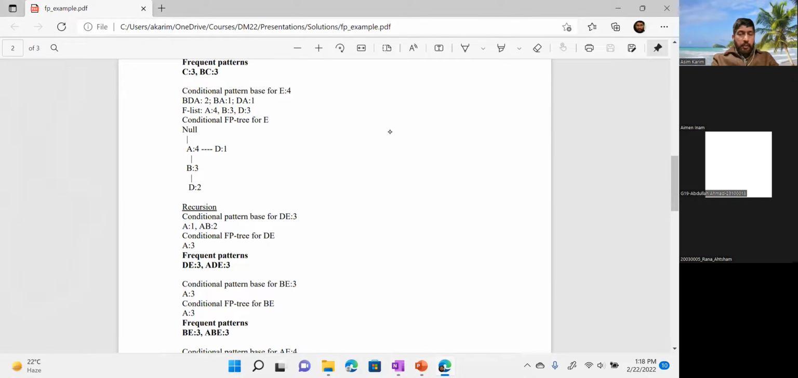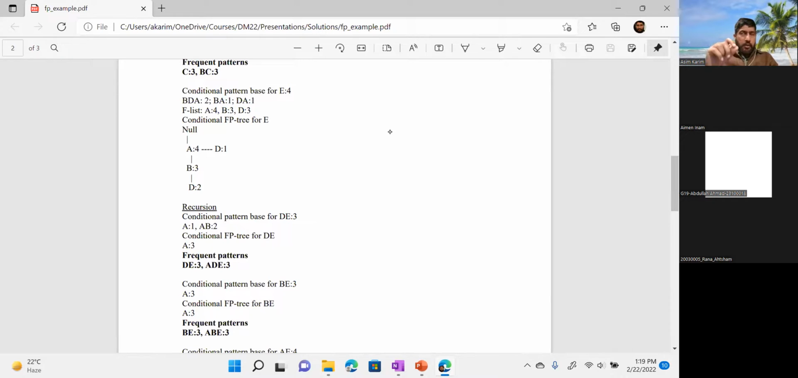So please look at the example. I will upload this example as well. You have an example in the book as well, and one example is also in the slides. So I think without looking at the example at your own time, you won't be able to fully understand the FP growth algorithm.